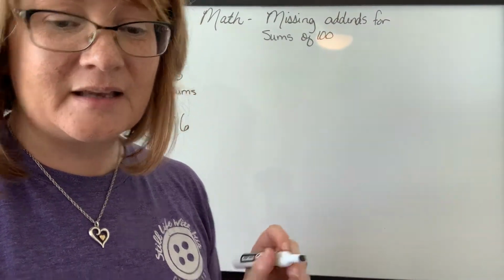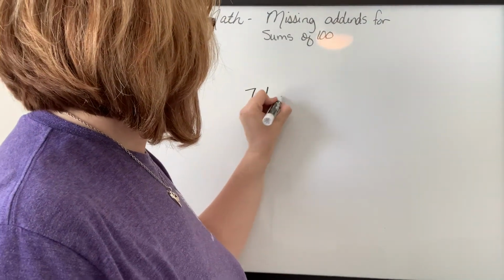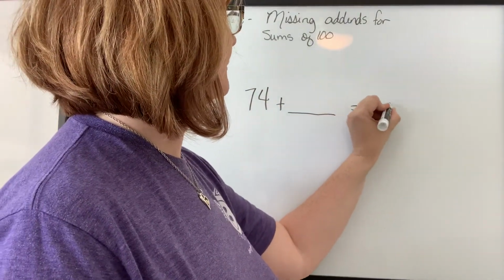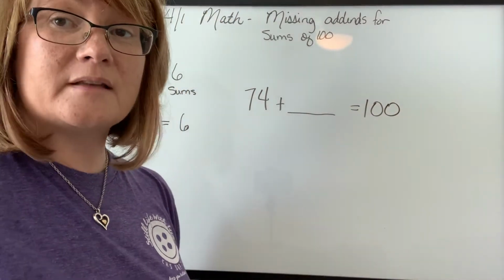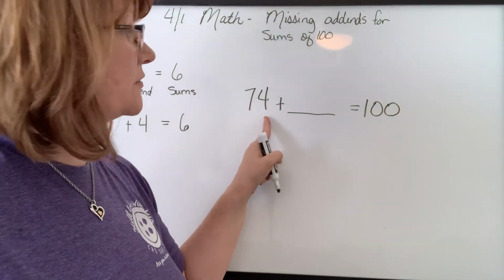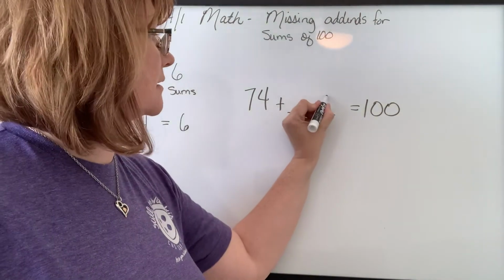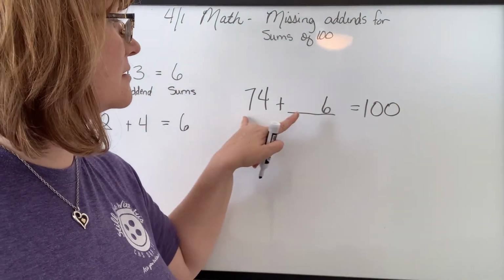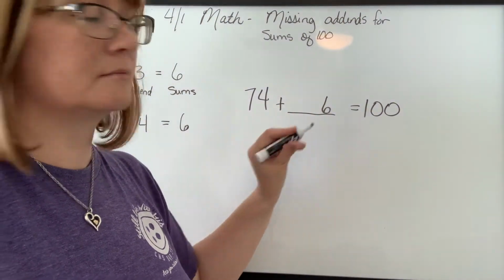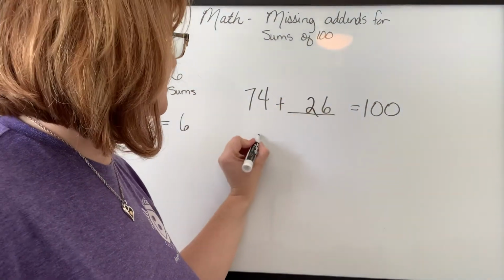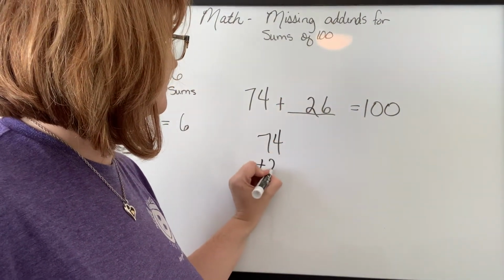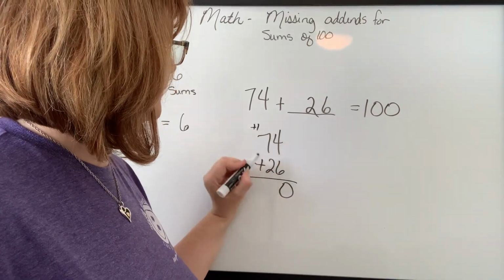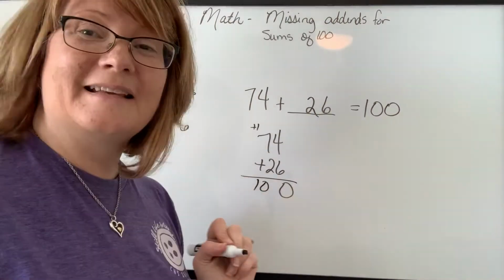Let's do 74 plus some missing add-in equals 100. Let's do ones place first. We want our ones to add up to 10. So what's the tens friend for 4? 6. And then we want our tens place, this number here and this number, to equal 9. What do I add to 7? I'm going to add 2. All right, let's double check. 6 plus 4 is 10. Keep my 0, carry my 1. 7, 8, 9, and 10. Yay, we got that right.